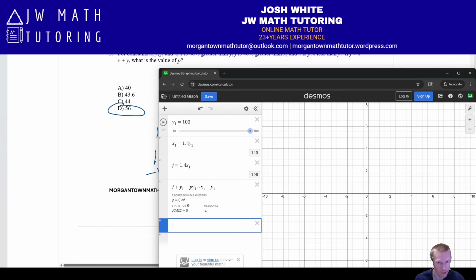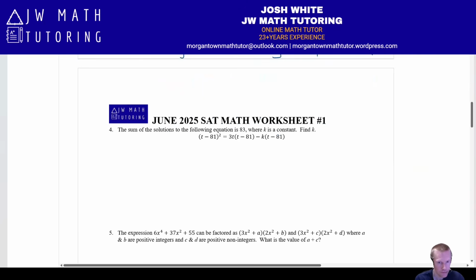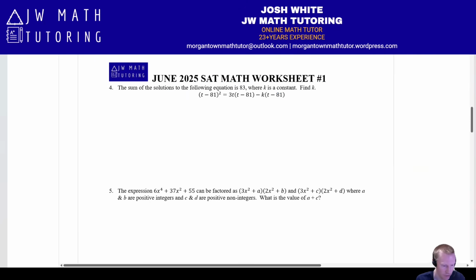But you do have to remember that because the answer is expressed as a percentage, not as its decimal equivalent, the answer is going to be 56, not 0.56. But this is how you could do the entire problem in Desmos. All right, let's take a look at the top of the next page.